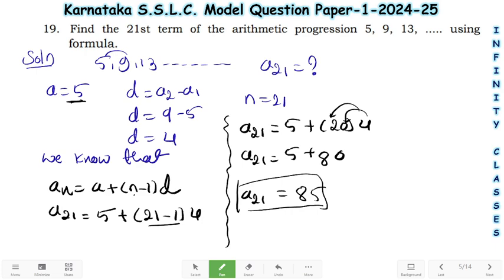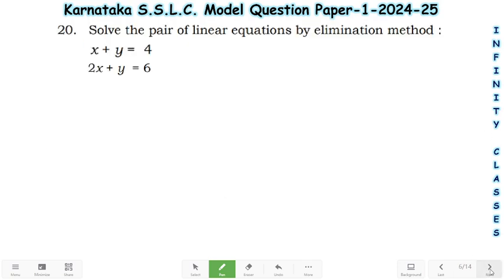So next, moving to the next question, that is question number 20. We are solving now. Question number 20, solve the pair of linear equations by elimination method. So see here, these are the two linear equations. This is equation 1, the first equation, and the second one is equation 2. Observe in these equations, here the variable y is the same.